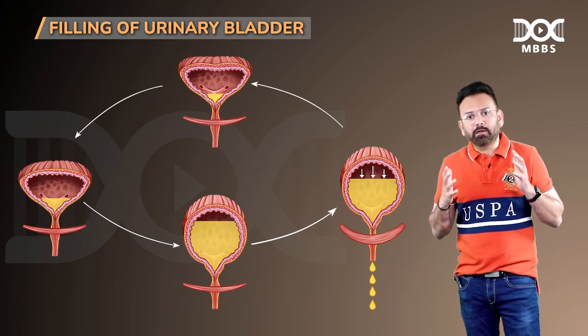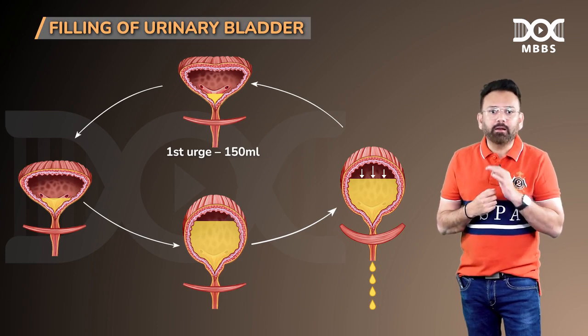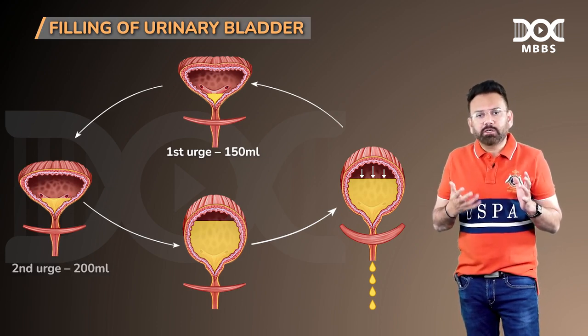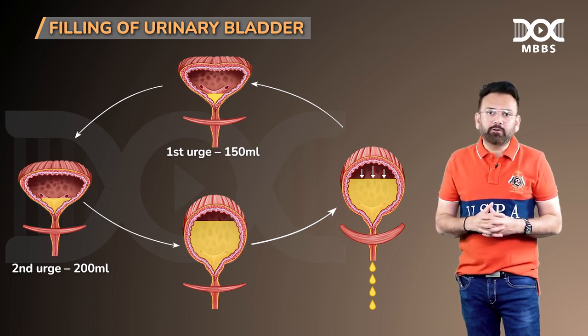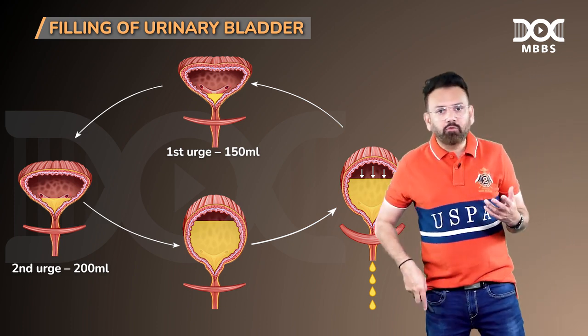Now, at what ml of filling of the bladder will you have the first urge of micturition? It is 150 ml. But after having 400 ml, you will again feel like having micturition, the second urge, and you will feel discomfort. You want to do the act of micturition. So the first urge starts from 150 ml and the second at 400 ml.